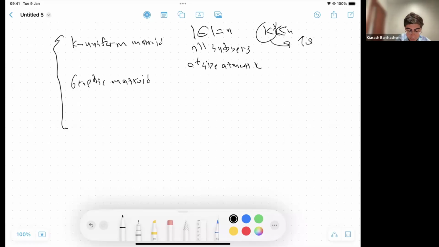So the graphic matroid is, the elements of the matroid are going to be edges in a graph, and a set is going to be independent if it does not have any cycles. So as long as it's like a forest, it'll be independent. But if the set has a cycle, then it will not be independent. So this is another important matroid.